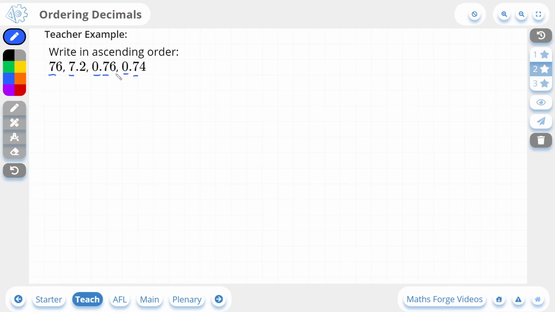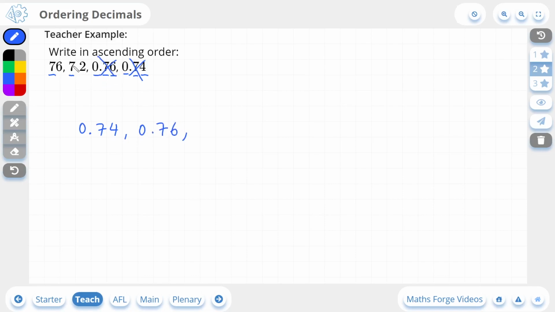So I'm going to go into the hundredths column, and I can see that this number here has a 6, and this number here has a 4. So out of all of these four numbers, the 0.74 is the smallest number. I'm going to go ahead and write that first and cross it off our list. Now we've already established that these two numbers to the left are larger. So the next smallest number must be 0.76, and I'll cross this off our list.